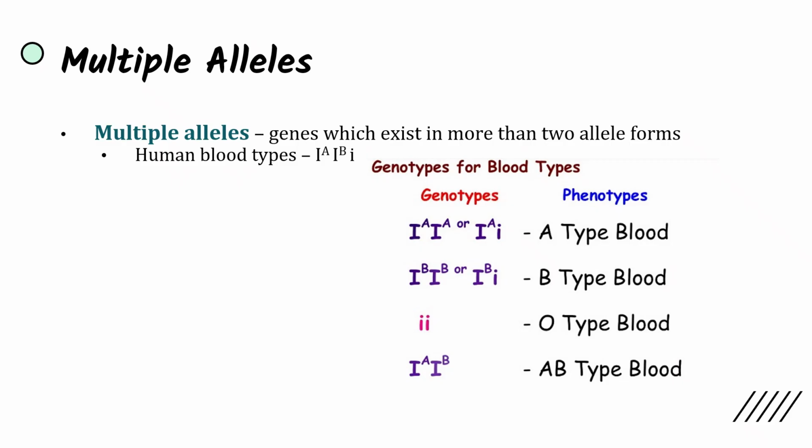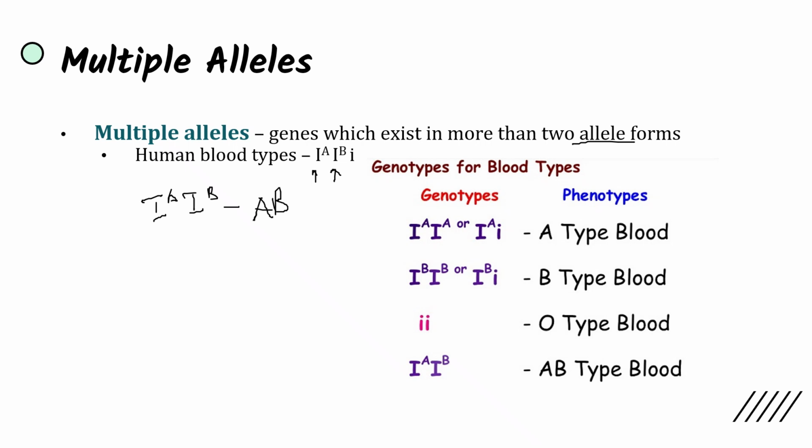There's also the situation of multiple alleles, and that's just like what it sounds. These are genes which exist in more than two allele forms. There are multiple alleles for that gene, and one of the most common examples of this would be human blood types. And there exist three alleles for human blood types. There's IA, IB, and lowercase i. So these two are both dominant, and so when you have a blood type that is uppercase IA, uppercase IB, then you're experiencing codominance, and that's creating type AB blood.